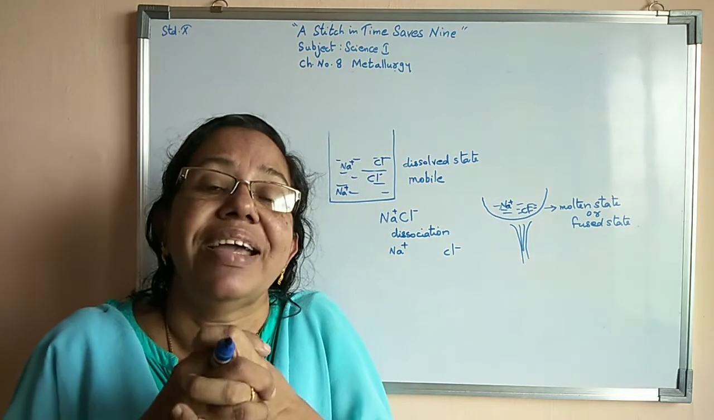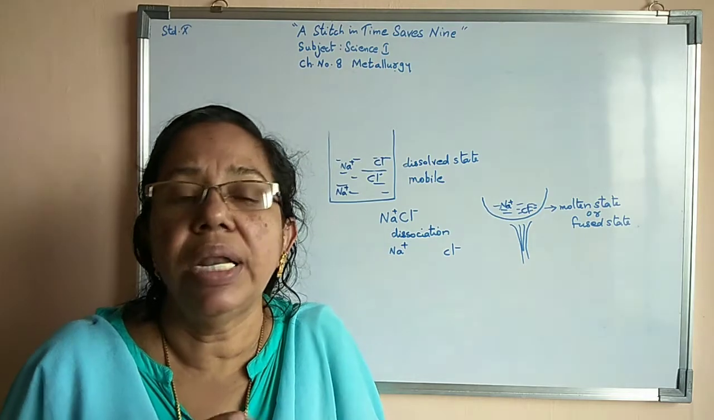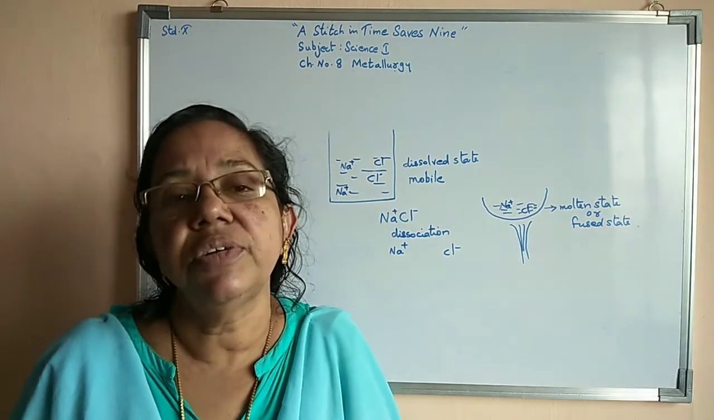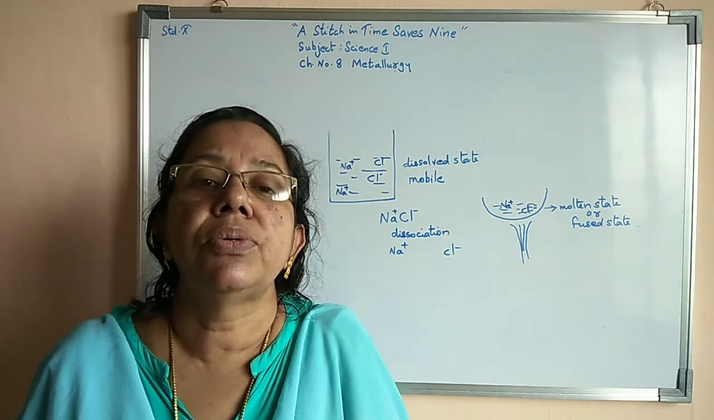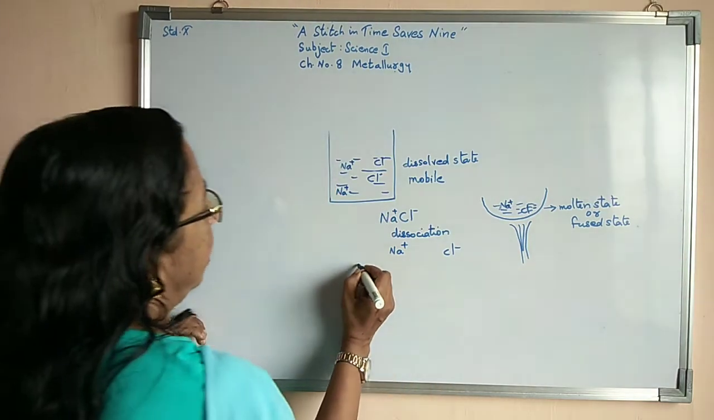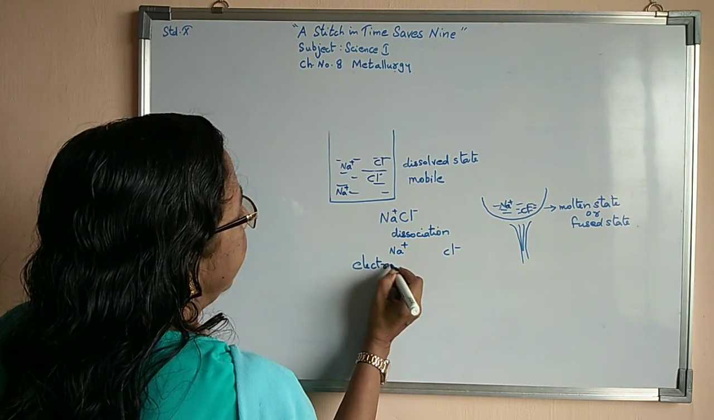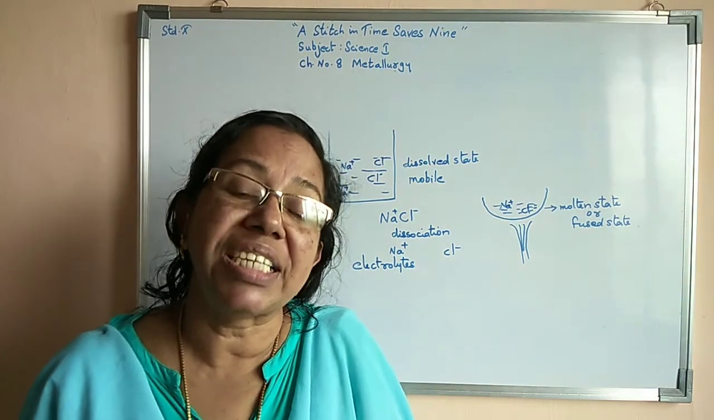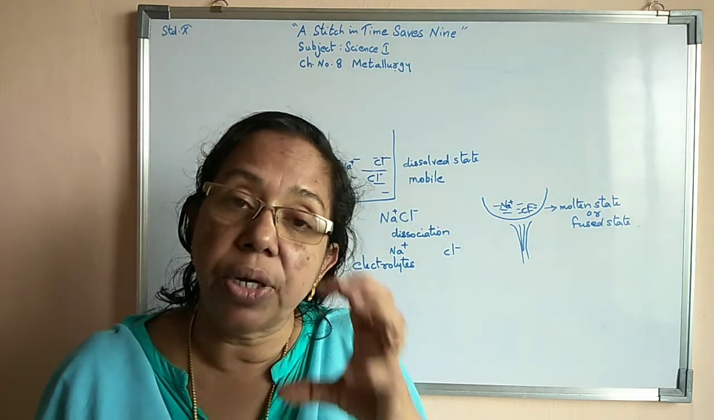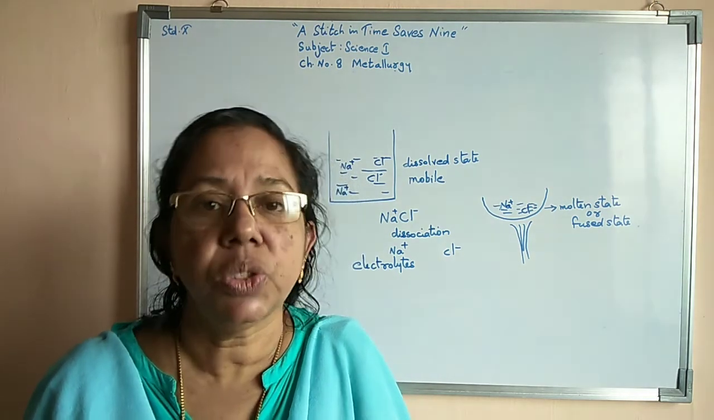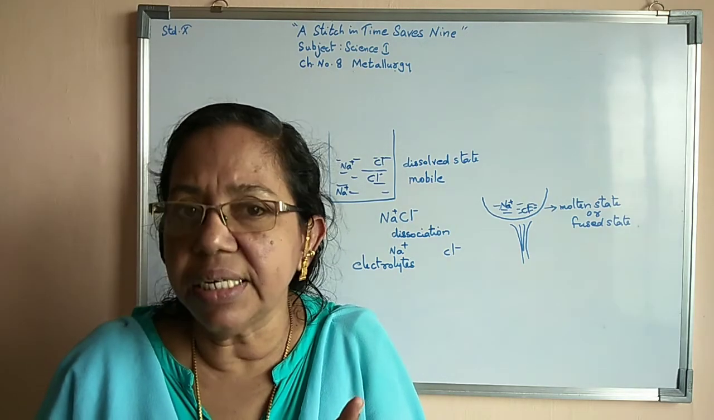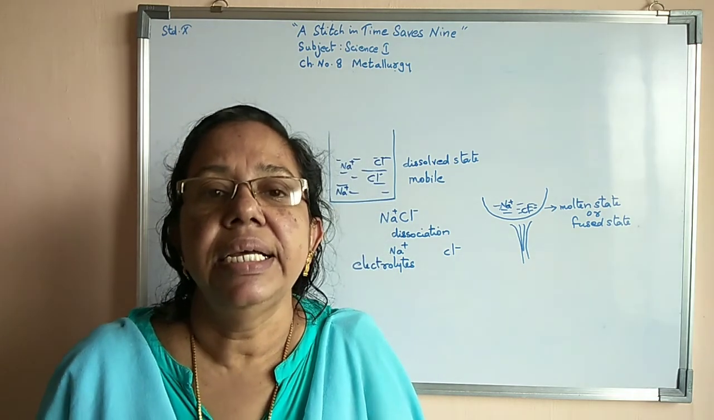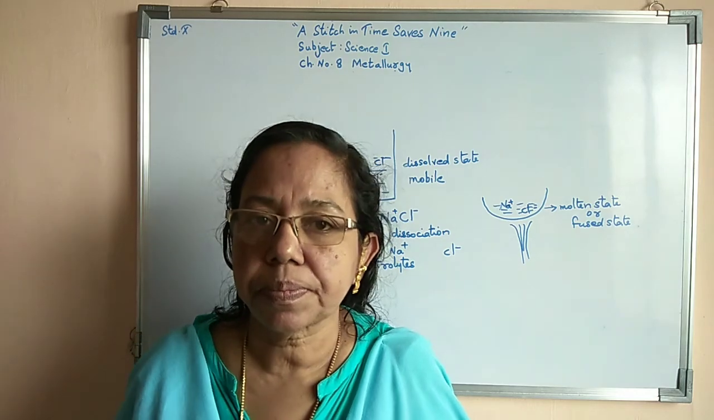If ions are tightly bound with each other, which happens only in the solid state, electric current flow won't take place. Because of that, ionic compounds are electrolytes. Ionic compounds we can call by another name, electrolytes. Electrolytes means they have the capacity to pass electricity. Ionic compounds have the capacity to pass electricity through them when dissolved in water or when they are in the molten state. So we can say that they are electrolytes. Thank you.